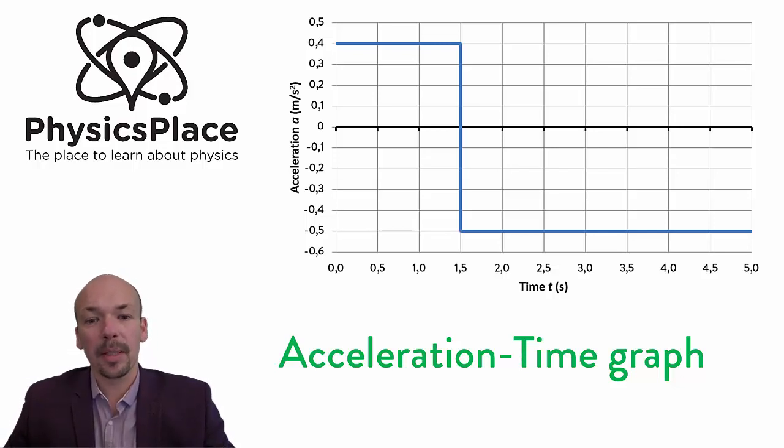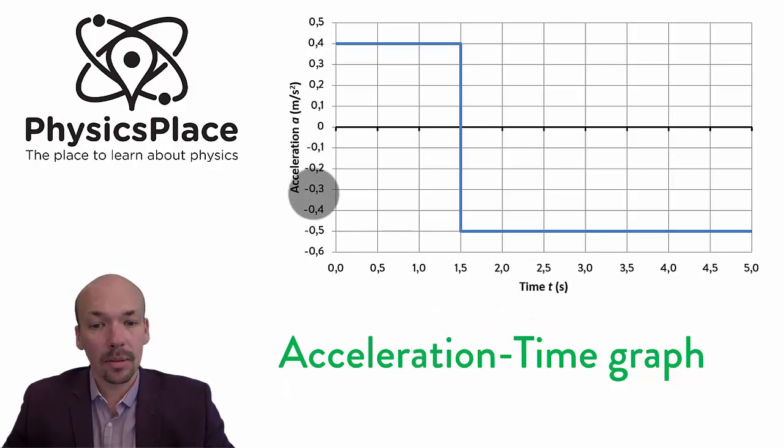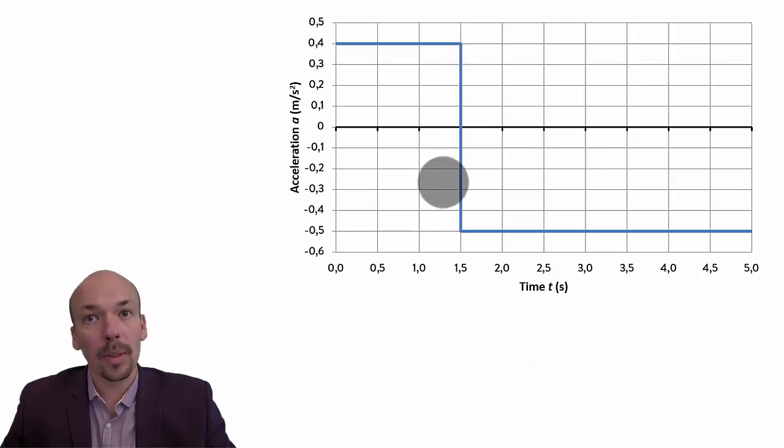And in this video I'm going to explain what acceleration time graphs are and how you can get information out of it, like displacement and velocity. An acceleration time graph looks like this. You have the time on the horizontal axis and the acceleration on the vertical axis. And as you can see, there's a line here, and that line says something about the movement.